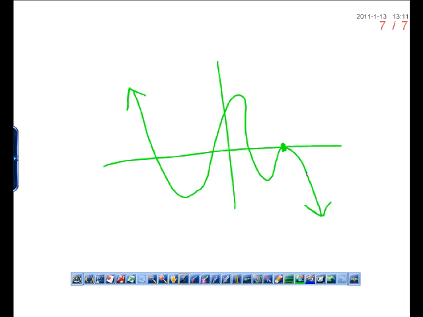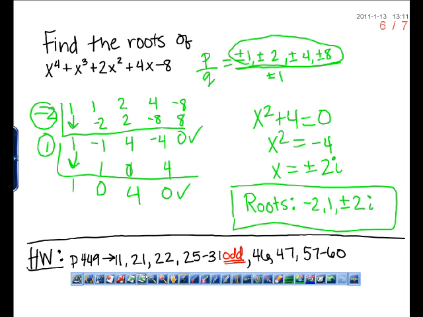All right, I'll go back so you can make sure you have the homework copied down correctly. Notice that 25 through 31 is odd. 25 through 31 are just the odds.